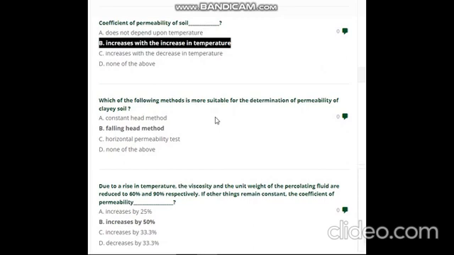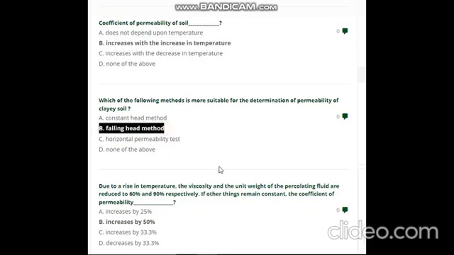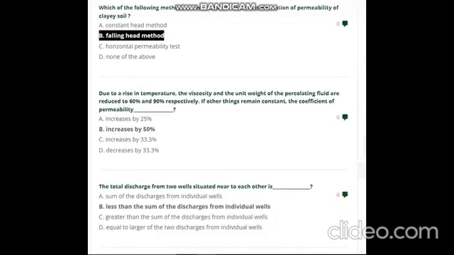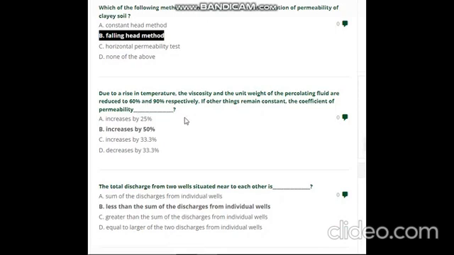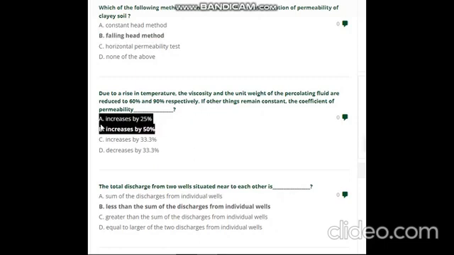Which of the following methods is more suitable for determination of permeability of clay soil? Falling head method. B answer is correct. Due to the rise in temperature, the viscosity and the unit weight of the percolating fluid are reduced to 60% and 90% respectively. If other things remain constant, the coefficient of permeability increased by 50%.